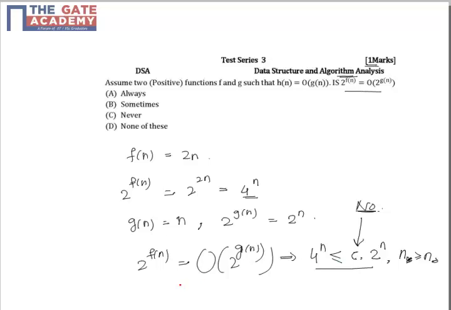That means this particular relation does not hold good. Okay. That means there might be some functions for which this particular relation will not hold good. That means this particular relation is true not always, but sometimes. So the answer is option B, sometimes. Thank you.